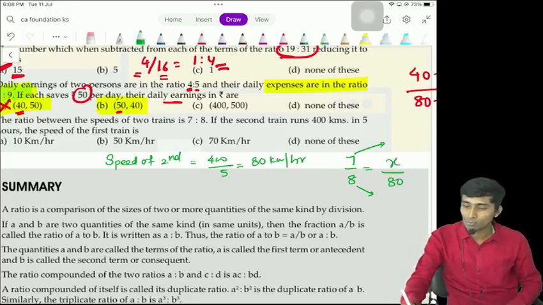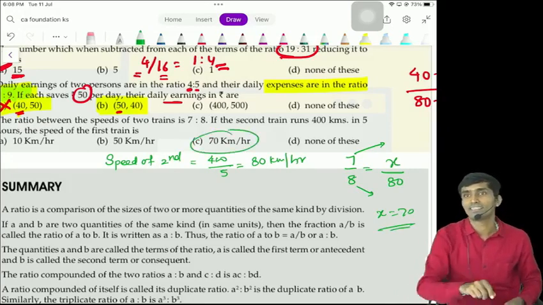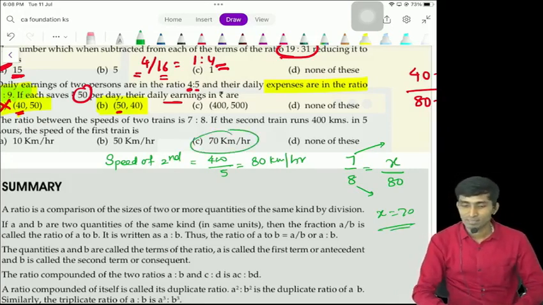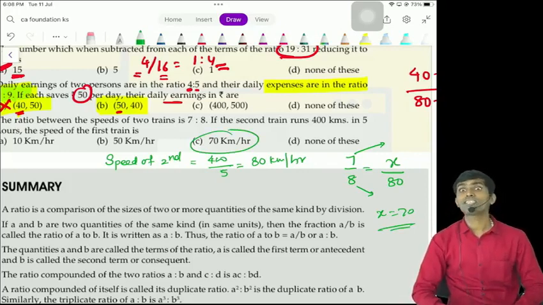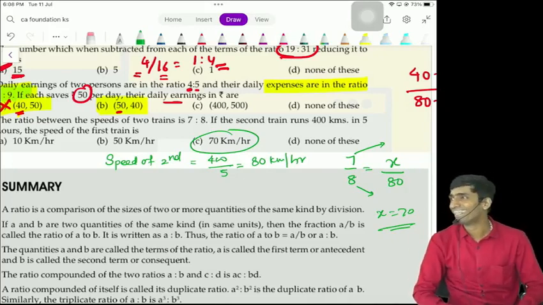7. Wow, you people are so genius. 70. Option is what? 90. Where is 90? Thank you. I am always thankful. Thank you so much. See you all tomorrow.